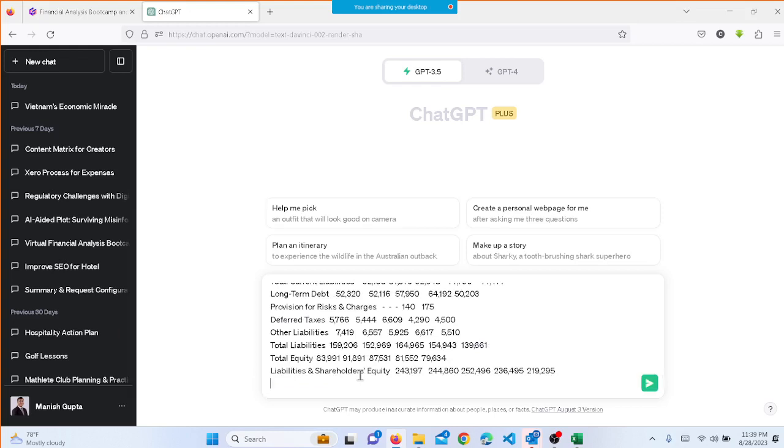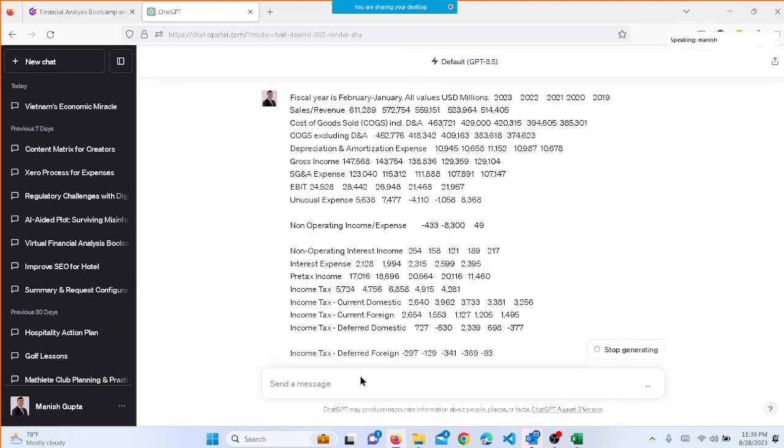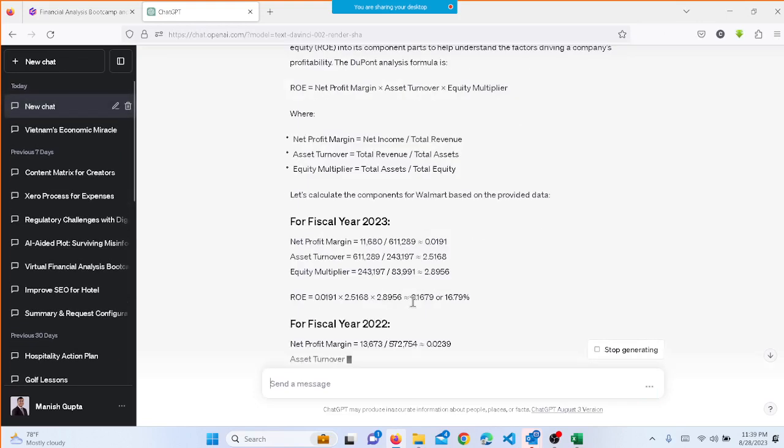Now we need to give it a prompt, right? Above is the data for Walmart. I would like you to carry out viewpoint analysis and give me your insights. Right, so it can calculate.